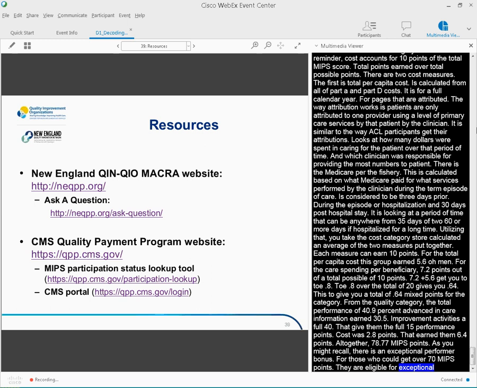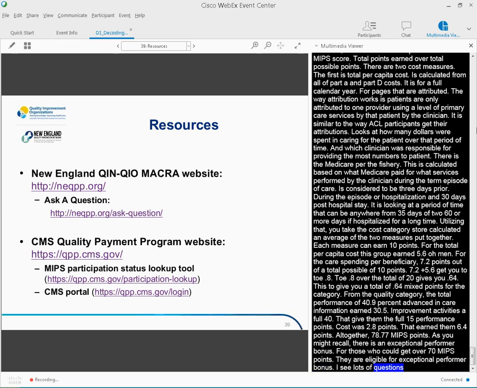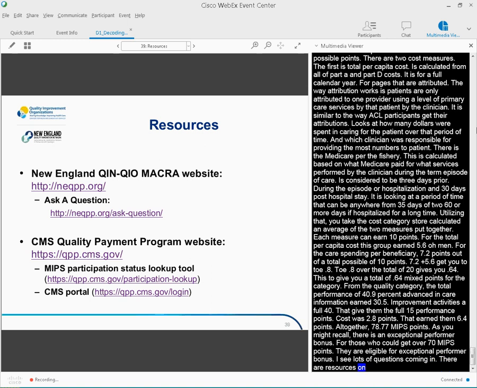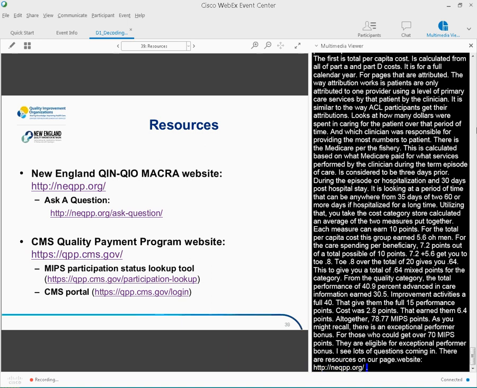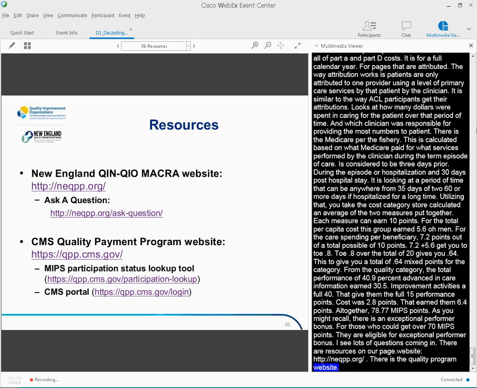I see lots of questions coming in, so I want to make sure I get to those. Just quickly, there are resources on our New England QIN-QIO macro page. It's neqpp.org. You can ask us a question there. There's also the CMS Quality Payment Program website. It is currently in the process of being updated to 2018, so there are some things that are still 2017 and some things that are 2018. Just know that that's a work in progress right now.